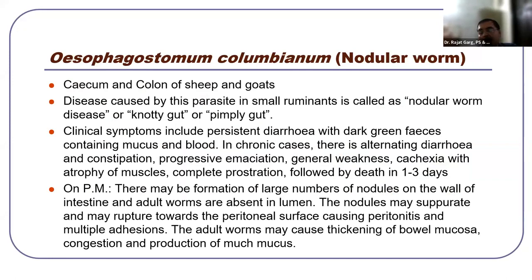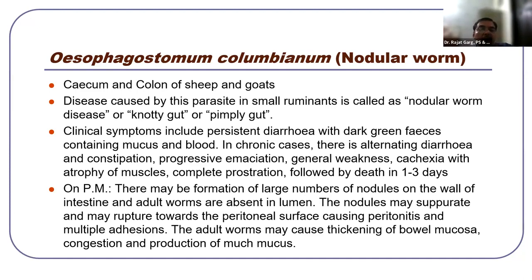The nodular worm, which is known as Oesophagostomum columbianum, is a species that infects the cecum and colon of sheep and goats. It is known as the nodular worm because it produces small nodules in the small intestine of sheep and goats. That's why the disease is known as nodular disease, or it is also known as pimply gut. The nodules look like pimples on the gut. That's why it is called pimply gut.